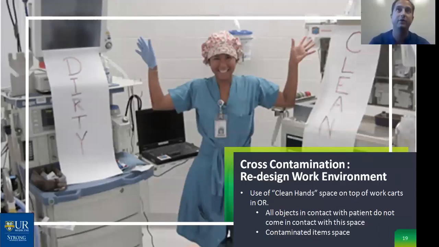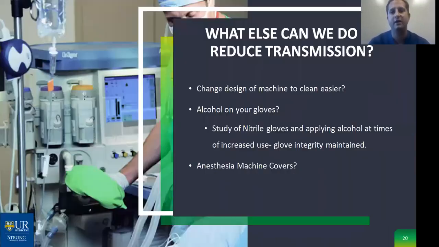Furthermore, what can we do? I started looking at other ways that we can reduce this contamination. And there are a couple of suggestions and studies of what we can do to change the design of our machines to make them easier to clean. Our Drägers have a lot of knobs. I like using them, but there's a lot of knobs, there's a lot of crevices that bacteria and viruses can come into. They suggested possibly changing that in the future.